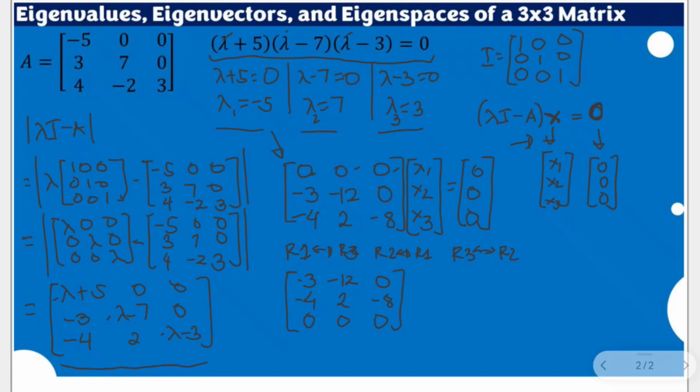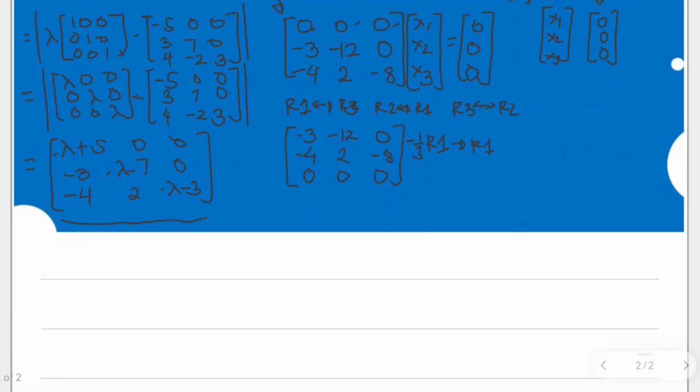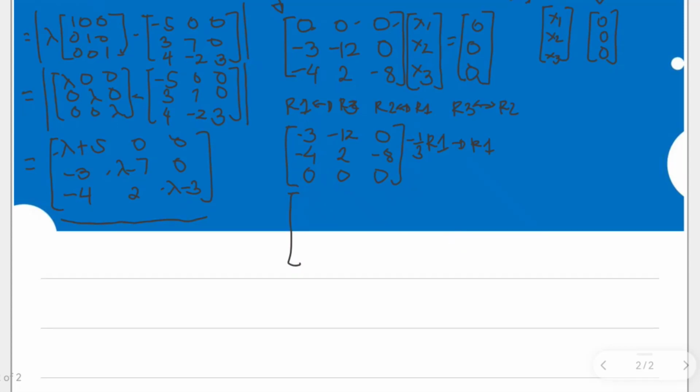Then we are going to multiply negative 1/3 to row 1, so that we will have a leading 1. Let me use the spaces here at the bottom. So we have 1 here. Negative 12 times negative 1/3 will become a positive 4, 0. This is still negative 4, 2, negative 8, 0, 0, and 0. Then we're going to make this 0 by multiplying 4 to row 1, plus row 2, for a new row 2.